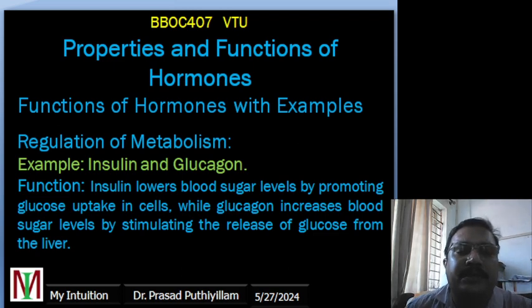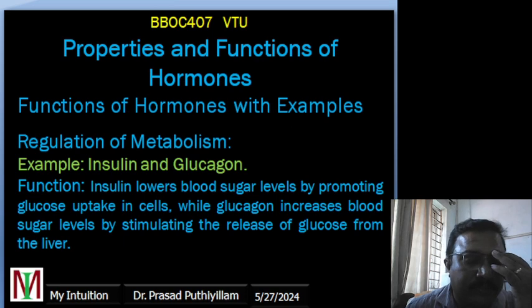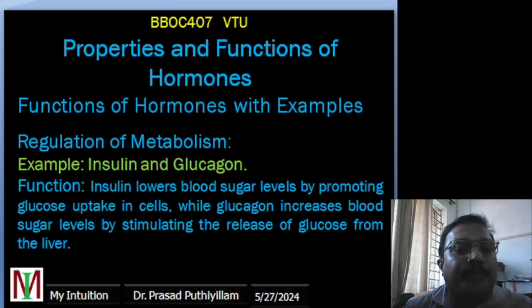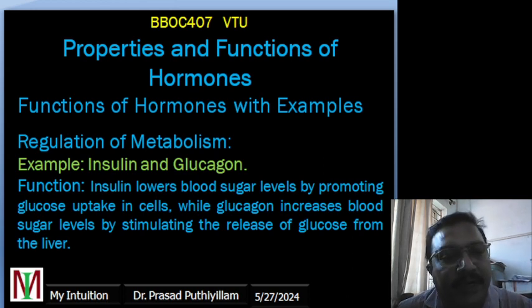Glucagon is a hormone which is produced by the alpha cells of the pancreas. The primary role is to increase the blood glucose level by stimulating the release of glucose from the liver into the bloodstream.